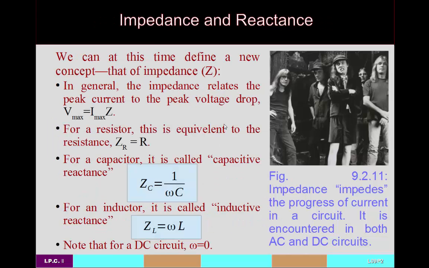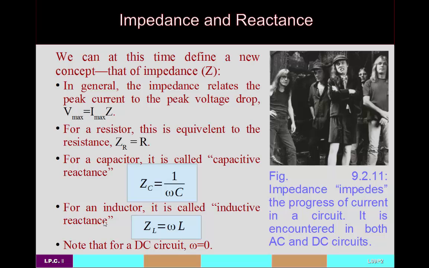What is worth noting here is that we can now define a new concept, which is called impedance. And what impedance is, it is something that relates the peak current to the peak voltage drop. So the equation that defines impedance in general is that the maximum or peak voltage drop is equal to the maximum or peak current times the impedance. So if you have a resistor, then the impedance is just R, the resistance value, because at all times V equals IR if you have an ohmic resistor, and hence the maximum voltage is the maximum current times the resistance.